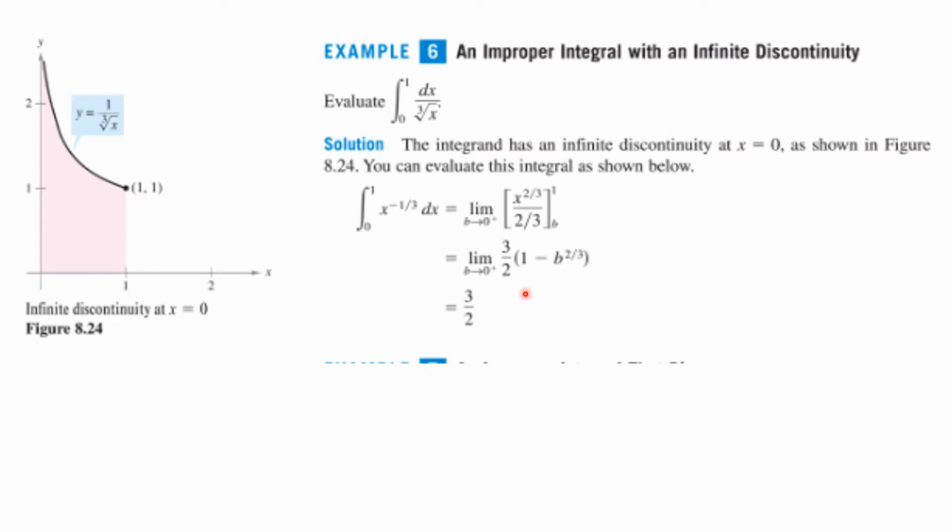And when you plug in the values, and watch the algebra, this is the limit as b tends to 0 plus of 3 over 2, the 3 over 2 being the new exponent in the denominator coming out, times 1 minus b to the 2/3. As b goes to 0, b to the 2/3 goes to 0. So the answer to this problem is 3 over 2. You see, we're approaching the y-axis quickly enough so the area is finite, even though the function is infinite there.